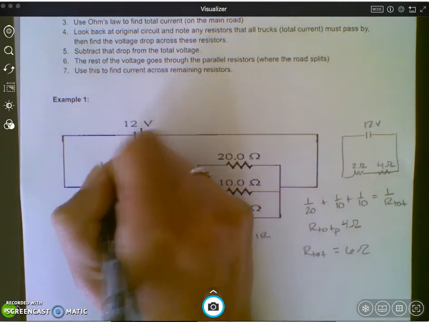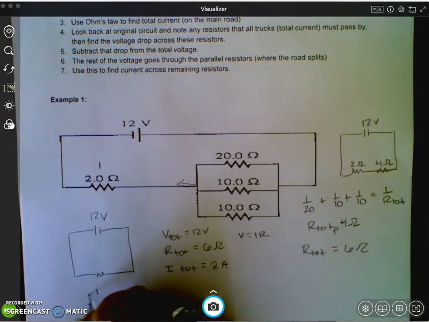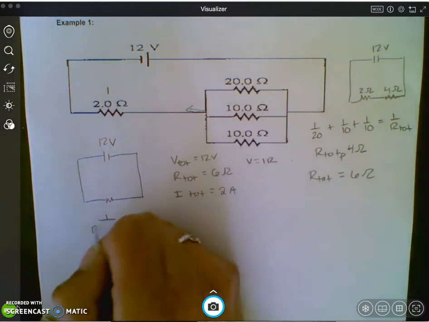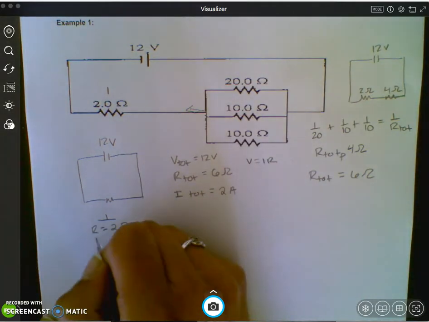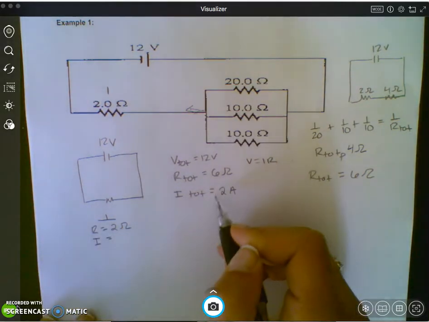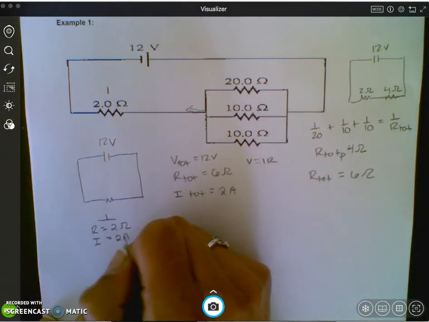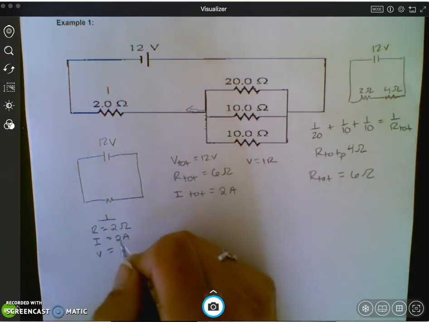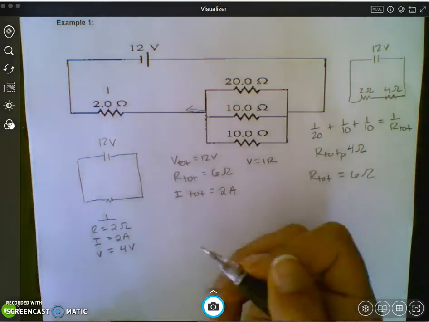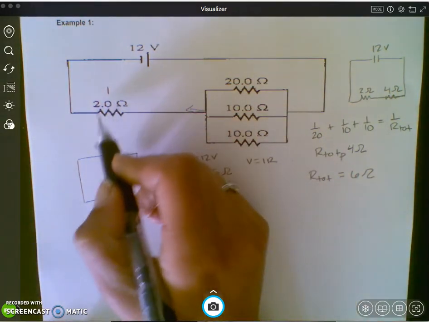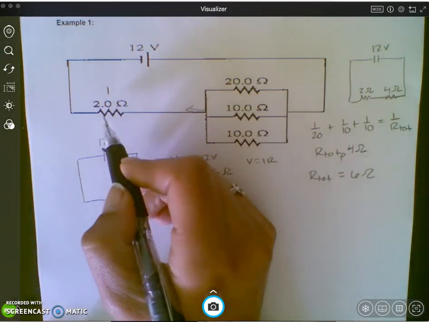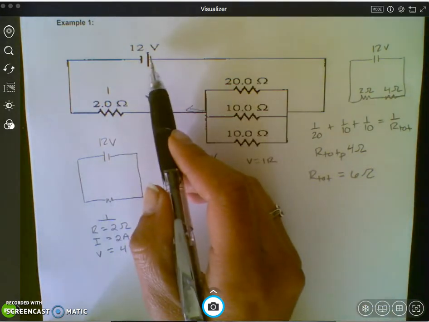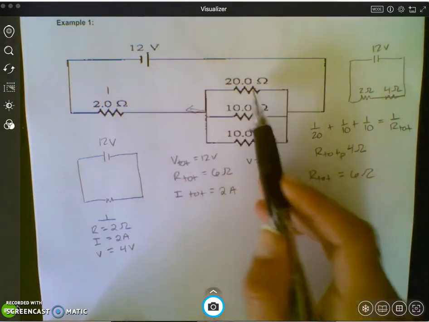So if we label this resistor 1, and look at just resistor 1, we know the resistance on it is 2 ohms. We know the current that flows past it must be all the trucks, which is 2 amps. From that, we can use Ohm's law to find the voltage. 2 times 2 is 4 volts. Because this resistor is going to take 4 volts, these 3 resistors don't get all the 12 volts. We just figure out how much is left for each of these 3.